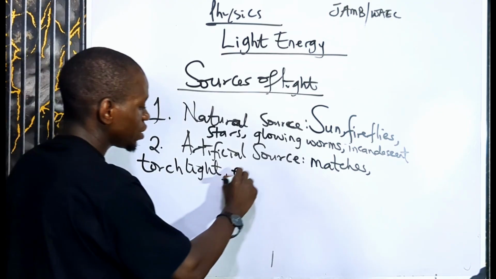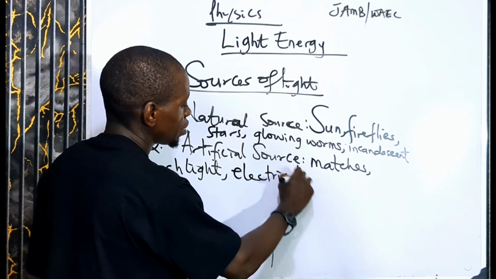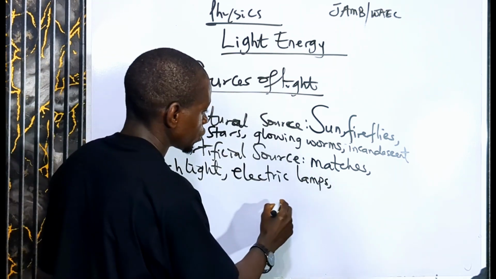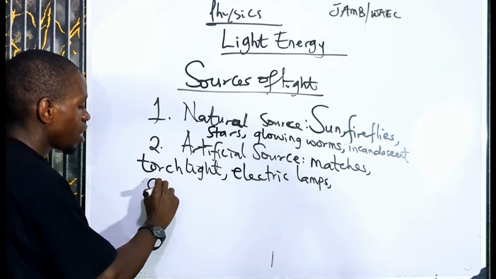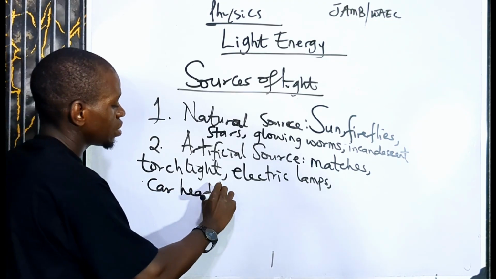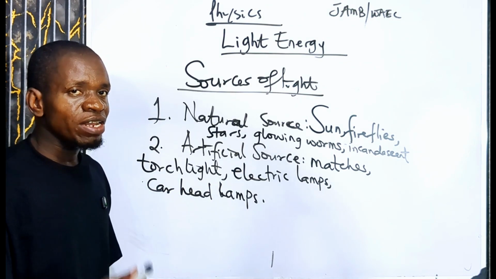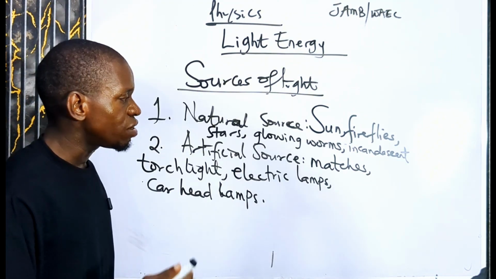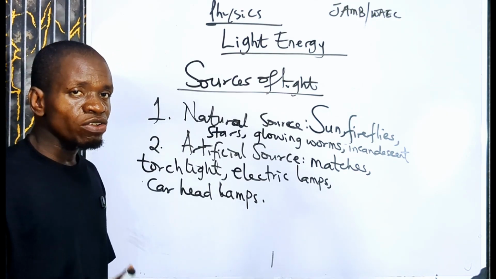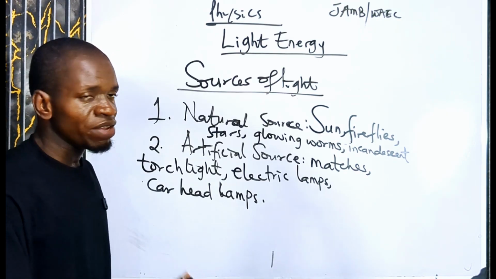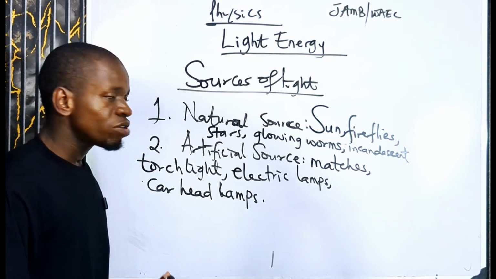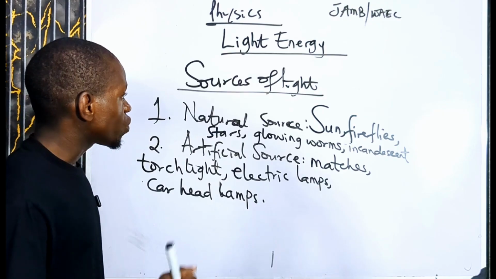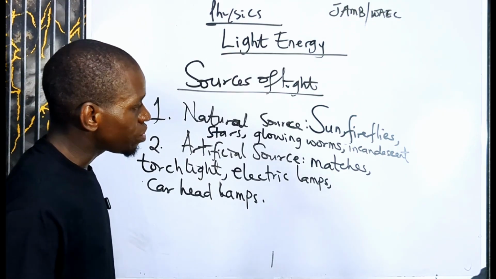Then another is the electric lamps. Apart from electric lamps, we also have car headlamps. Aside from these sources of light, we need to talk about luminous objects and non-luminous objects. Luminous objects give out light themselves, whereas non-luminous objects don't give out light; rather, they reflect that light. So we're going to consider the luminous and the non-luminous objects.